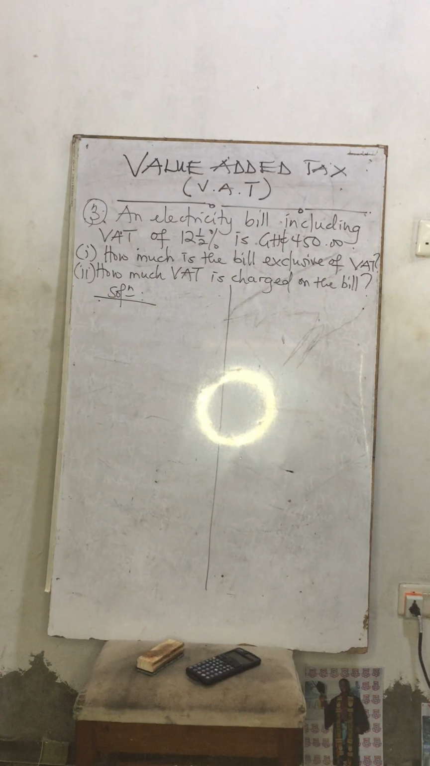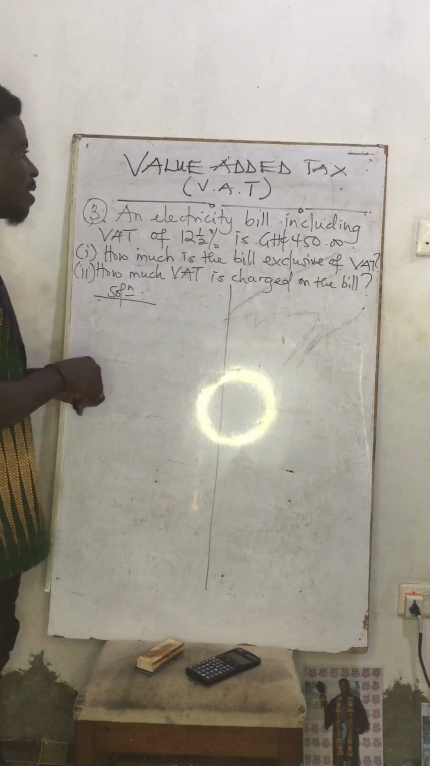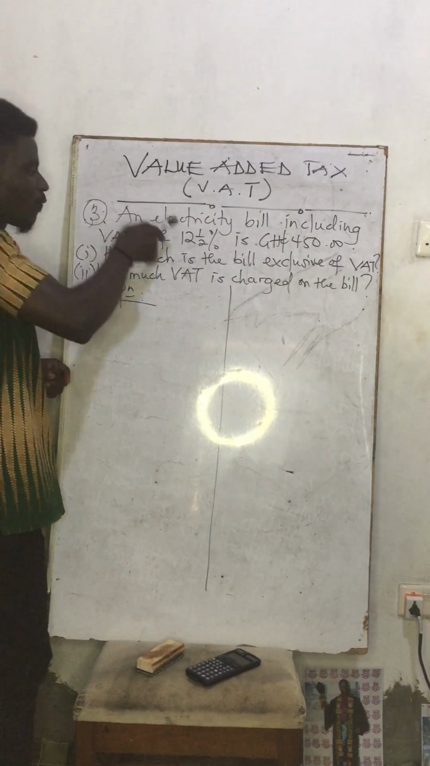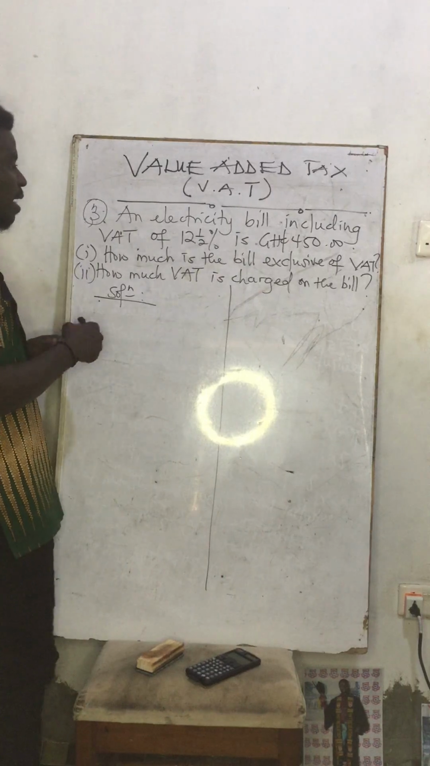All right, so let's see this question. An electricity bill including VAT of 12.5% is 450 Ghana cedis. How much is the bill exclusive of VAT? How much VAT is charged on the bill? Very simple question. An electricity bill including VAT of 12.5% is 450 Ghana cedis.